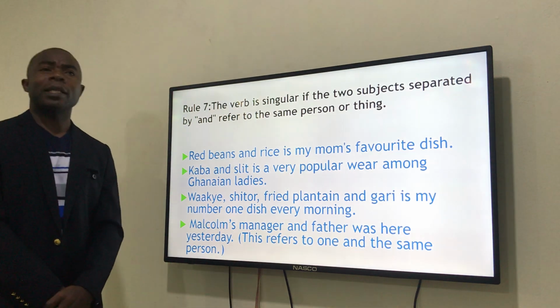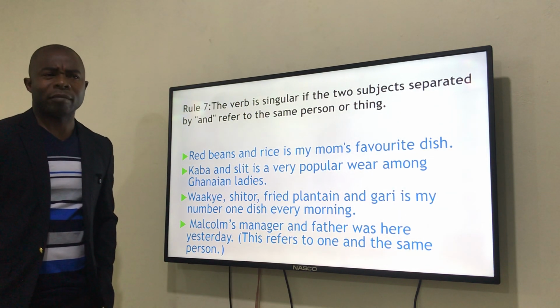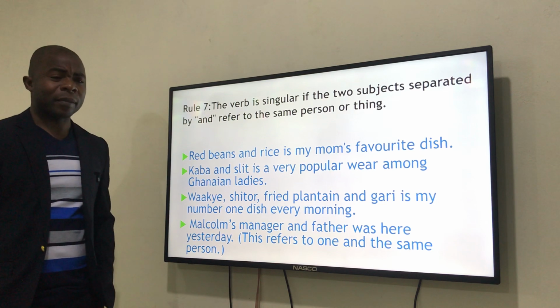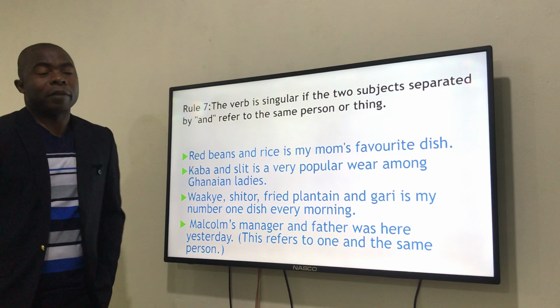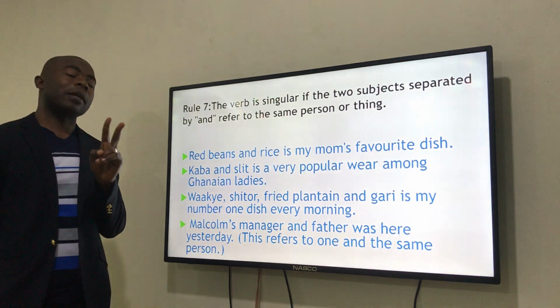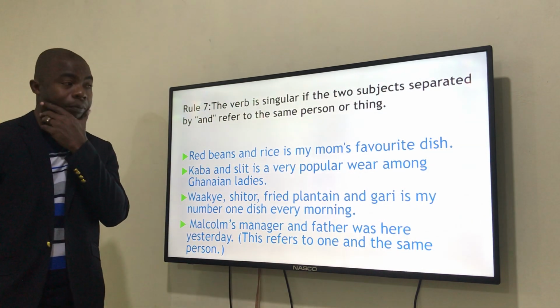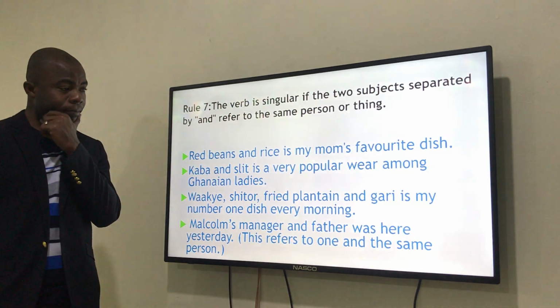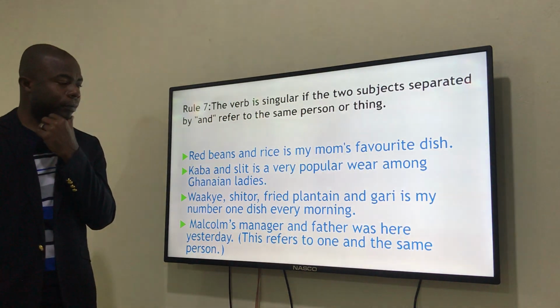So if you hear somebody say that my wife and secretary is very hardworking, don't be surprised. Maybe the person's wife is the same as his secretary. But if the person says my wife and secretary are hardworking, they are two separate persons. Is hardworking just one person? I hope this has gone down well.